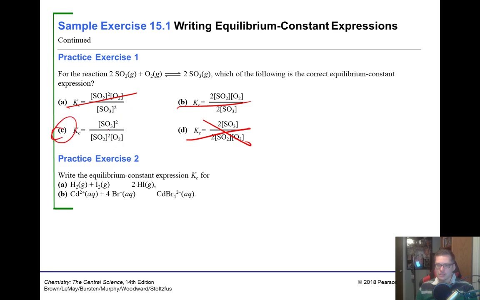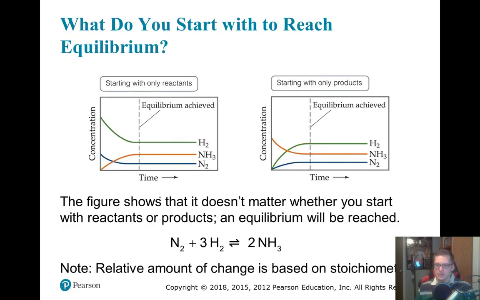All right, products over reactants, and we use the coefficients and put them as exponents. And it says write the equilibrium constant expression for these. So we'll do one of these, and I'll let you do the other one on your own. So let's do A. So Kc, products over reactants. So you got the concentration of HI squared over the concentration of H2 times the concentration of I2. And that's it. Nailed it. Pretty easy, right? Isn't that nice?